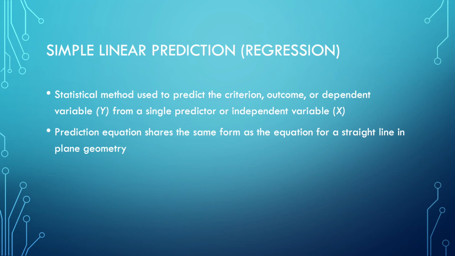Simple linear prediction is also called regression. Regression is a statistical method that's used to predict the criterion, outcome, or the dependent variable, also known as y, from a single predictor, also known as x, or our independent variable. This prediction equation shares the same form as the equation for a straight line in plane geometry. We're not going to talk a ton about regression, but just know that it's a statistical method for predicting our dependent variable from our independent variable.